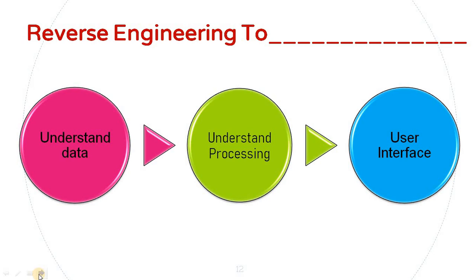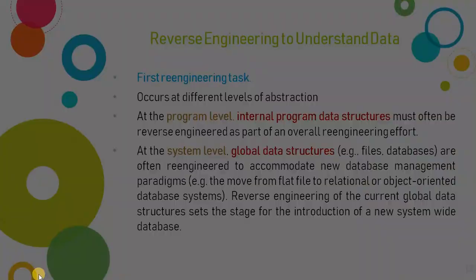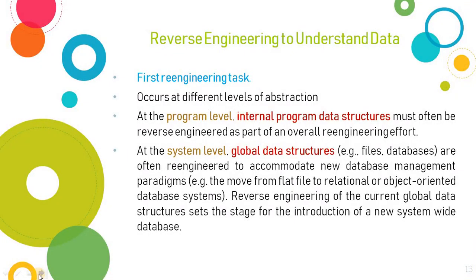All that information we will have after extracting these three abstractions. So we will see next what these three abstractions are. The first abstraction is understanding data. Reverse engineering to understand it. This is the first re-engineering task, and it also occurs at different levels of abstraction. The two major abstractions are program level abstraction and system level data abstraction.